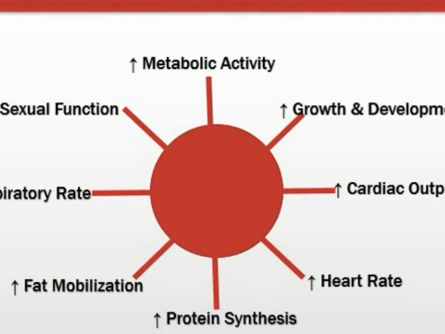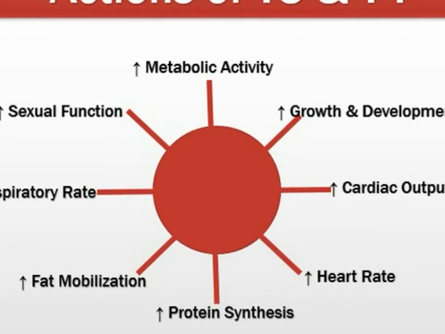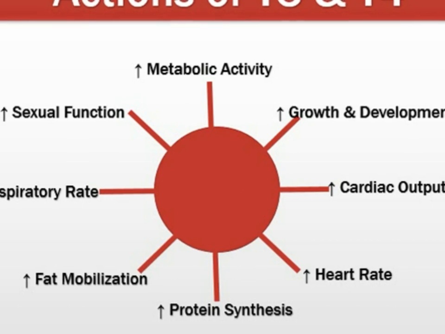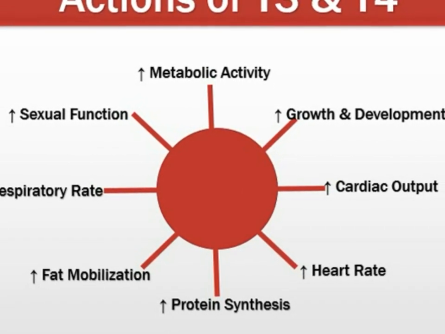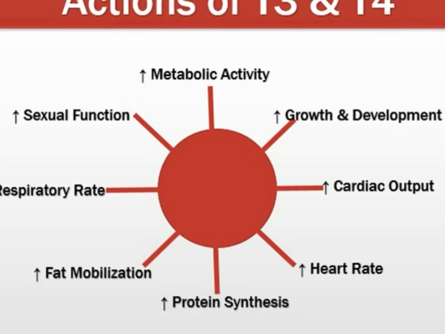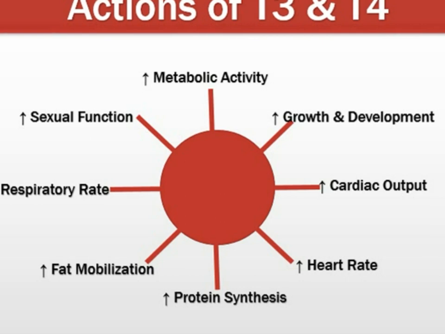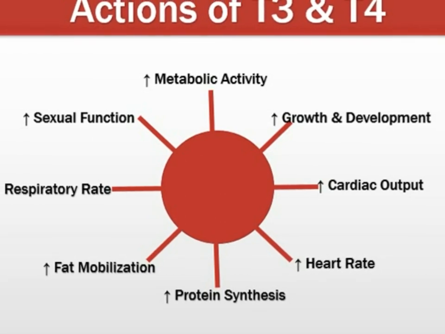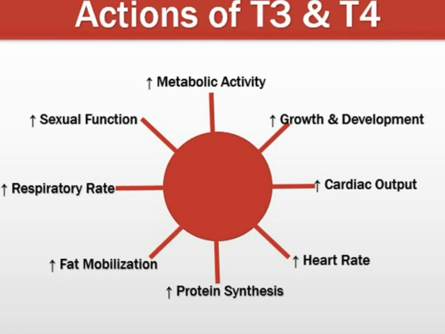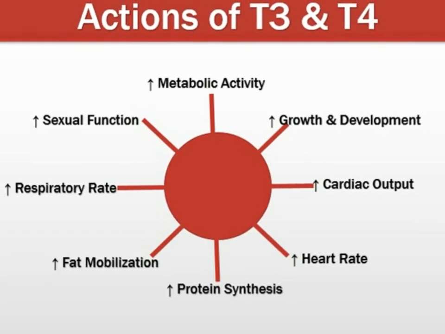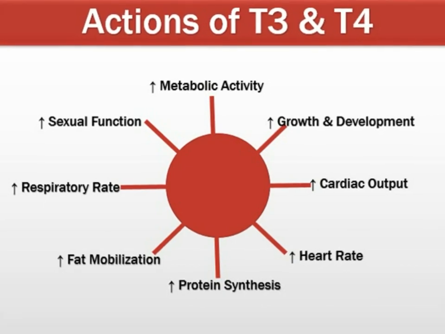Thyroid hormones produce their effect all over the body. T3 and T4 increase metabolic activity and basal metabolic rate. They also increase growth and development by increasing protein synthesis and augmenting the role of growth hormone. They increase cardiac output, heart rate, respiratory rate, protein synthesis, and fat mobilization. Thyroid hormones also promote sexual functions.